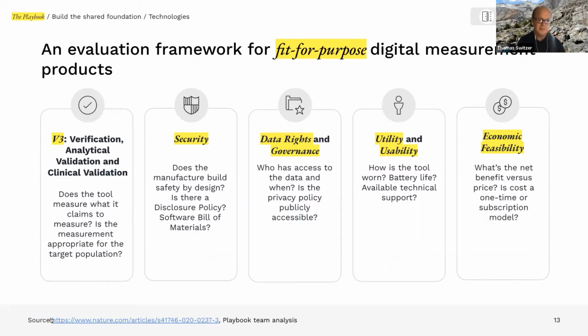And the other one I think is the software bill of materials, which is basically listing all of the components that go into the software. Moving over to the right, data rights and governance: who has access to the data? Most of us probably have consumer devices, but have you ever read the end user license agreement or the terms of service?